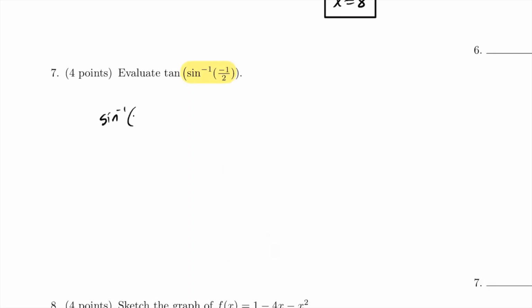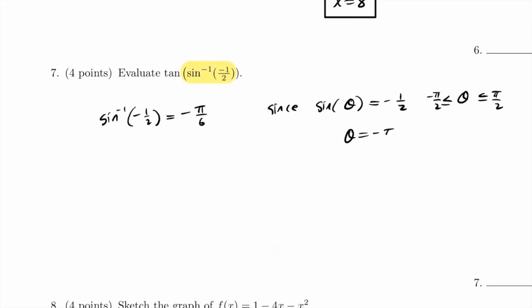Sine inverse of negative 1/2 is actually negative pi over 6. So pretty much you ask yourself, sine of what angle gives us negative 1/2, where the theta has to be within its restriction, negative pi over 2 and pi over 2. So we know this theta has to be negative pi over 6, since you want the negative exact value of 1/2. So now we plug that in our original expression.